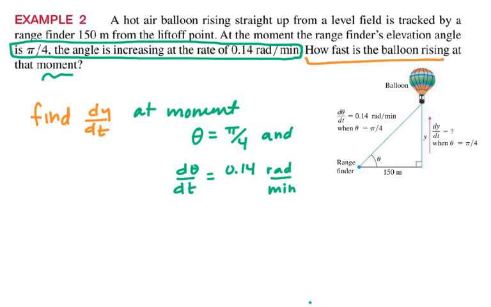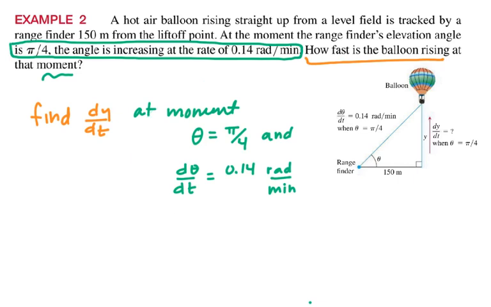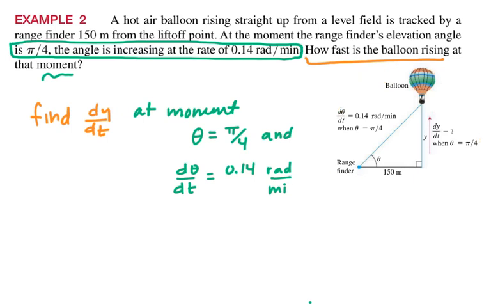So what I've written in green here, this part that I've circled, this is at the specific moment, and that's data I'm not going to use till I get to the end of the problem. But looking at what I have here, I've got y's and thetas. So y and theta, I'm going to differentiate with respect to t. I need to figure out how to relate y and theta. And if I look at my picture, I've created a right triangle. So in this situation, we might want to use some right triangle trig.